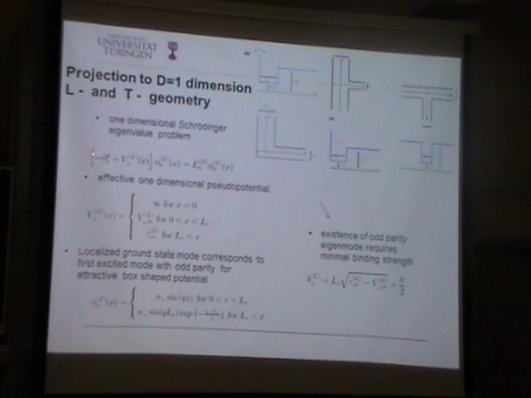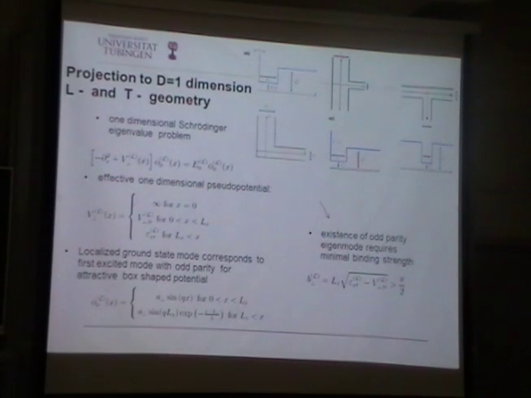So this means we have a one-dimensional eigenvalue problem, essentially, but with potential that is infinity at x equal to 0. So it corresponds to having a wave function in the box type potential, which in the middle has a 0, so it's an odd parity solution. And an odd parity solution is known to require a minimal binding strength. Okay, so the same reason in 3 dimensions, that we have a radial potential, you need a minimal binding strength to trap it.